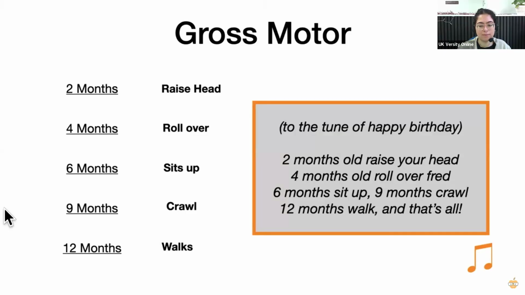2 months old, raise your head. 4 months old, roll over, Fred. 6 months sit up. 9 months crawl. 12 months walk, and that's all done.